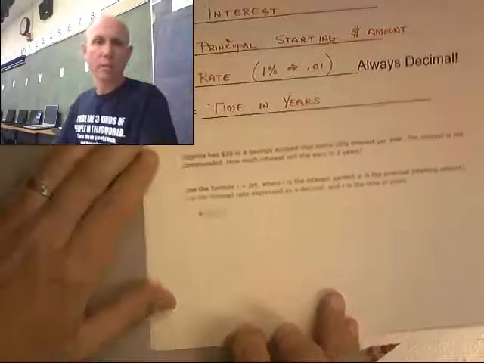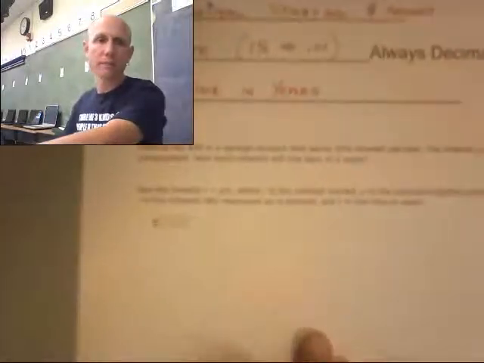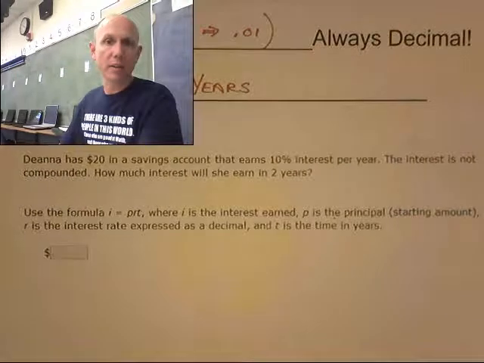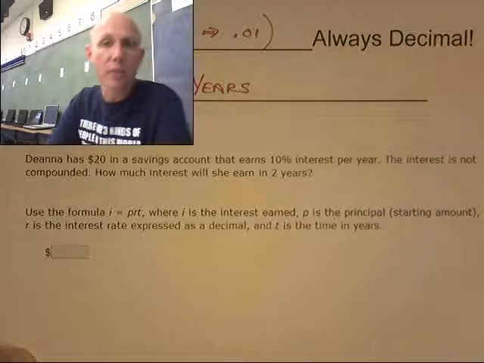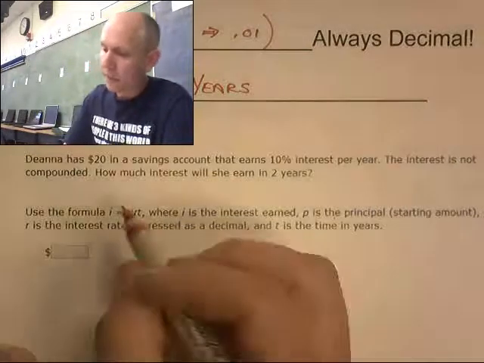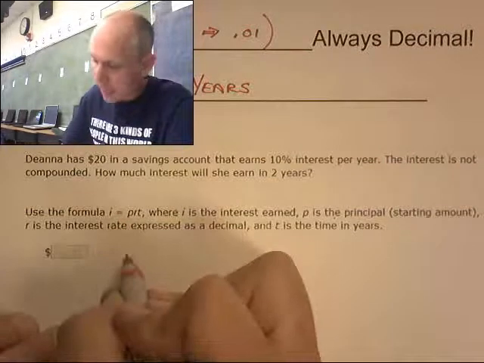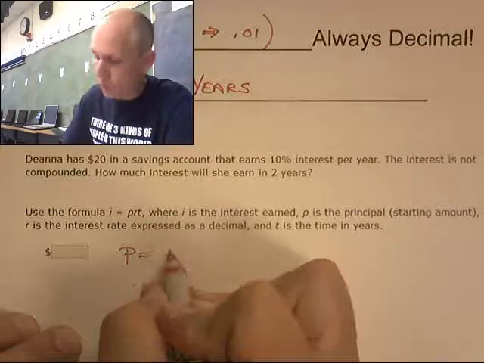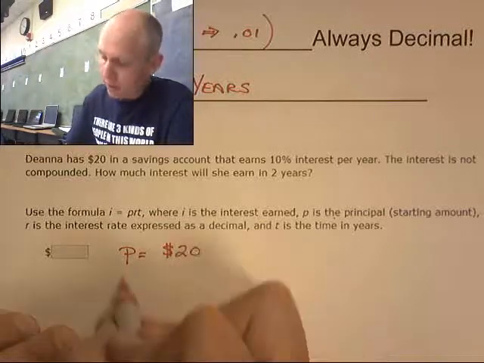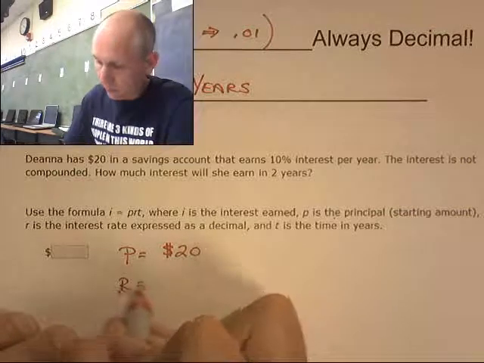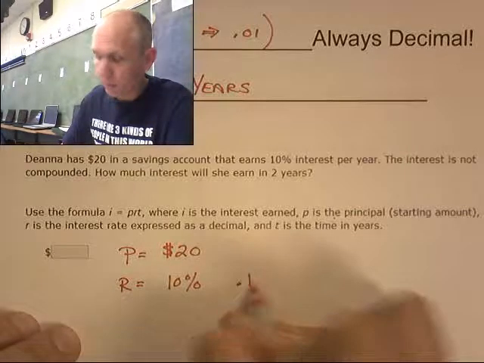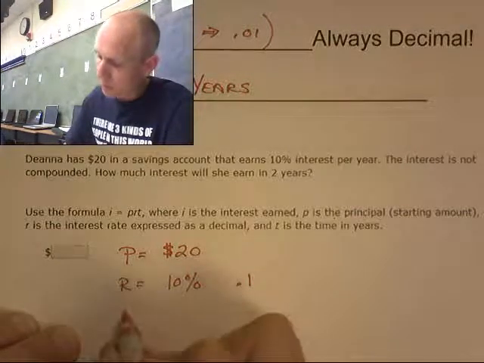So let's take a look at this problem. And this is a nice problem because it actually gives you the equation. Deanna has $20 in a savings account that earns 10% each year. The interest is not compounded. How much interest will she have in 2 years? So I have to find out three things. I need to know what the principal amount was. How much did she start with? She started with $20. The interest rate is 10%, but in my calculation, I'll write that as 0.1. And the time is 2 years.